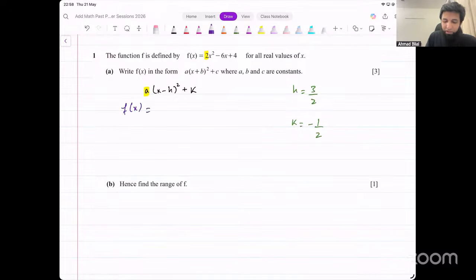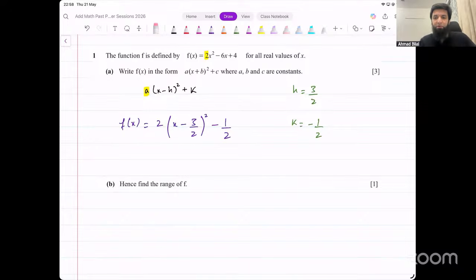There is no working required in completing square questions. The 3 marks that you have here, they're only for the final answer. So when you write it like this, the value for a is 2, the value for h is 3 over 2. So that will be x minus 3 over 2 whole squared plus k, the value of k is -1 over 2. That's your final answer. 1 mark in this case is going to be for this number 2 outside, 1 for this number -3 over 2, and 1 for this number -1 over 2, and that gets you full marks.